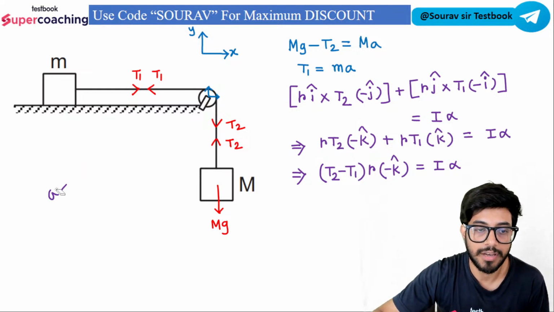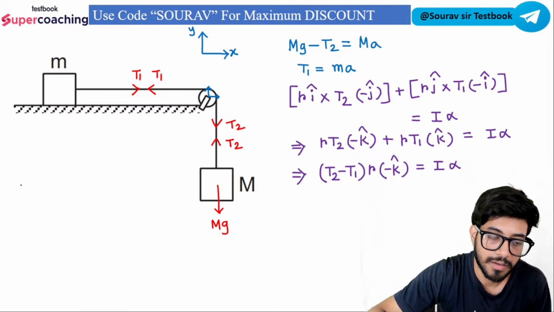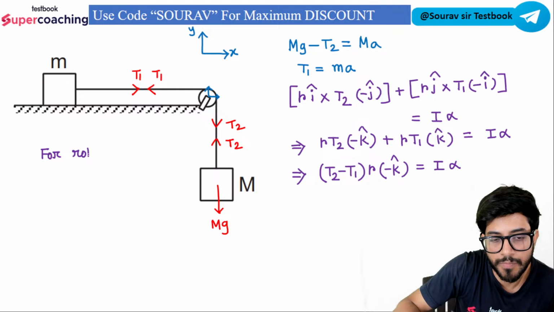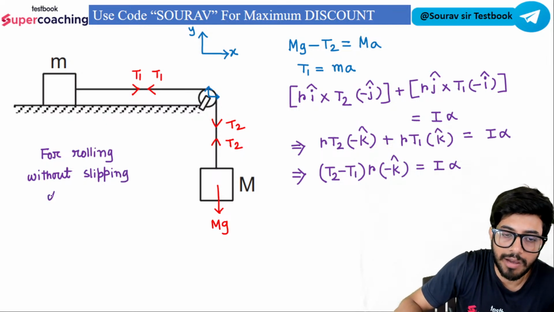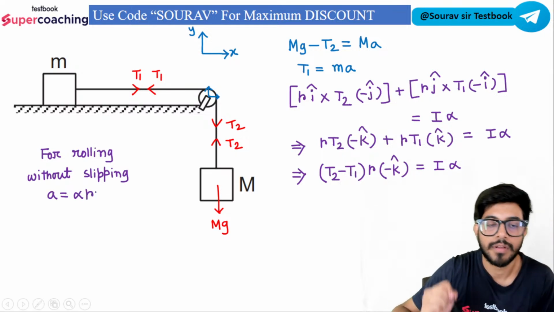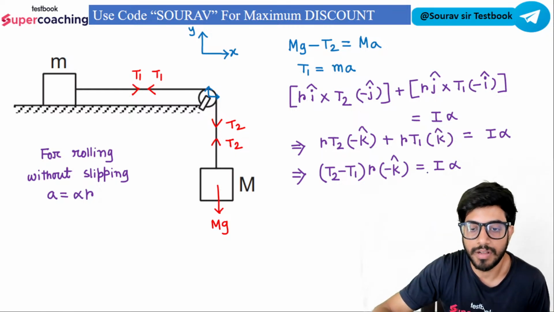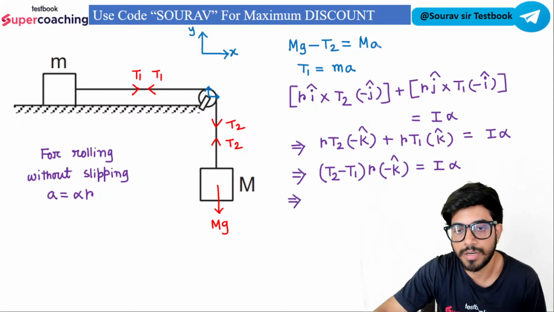If I'm only concerned with the magnitude, for pure rolling, for rolling without slipping, I know A should be equal to alpha into R. So you can find A from here, and you know alpha. So just write it down: T2 minus T1. T2 is equal to what?